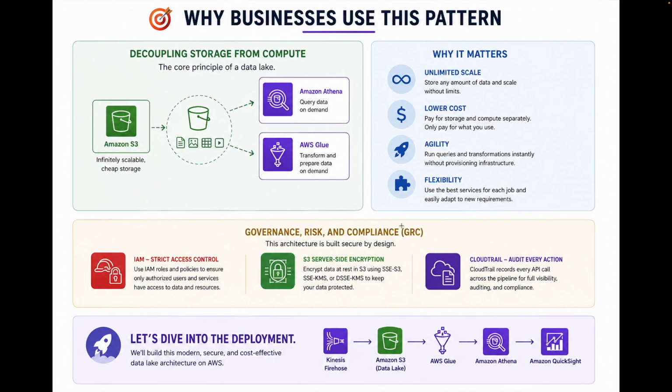And for governance, risk, and compliance, we have IAM for strict access control, and then we have S3 for server-side encryption. We can also have object lock if we want in our S3, and then CloudTrail for audit trail. So with this being said, let's jump into the architecture and I'll walk you through the stages we're going to go through.